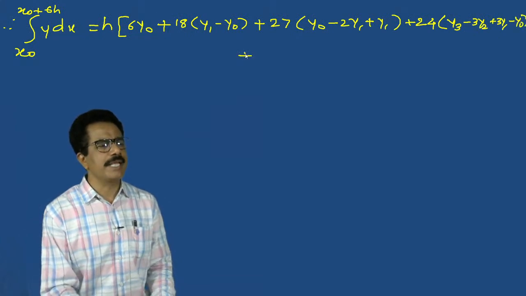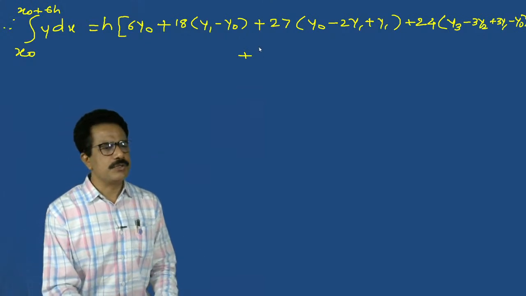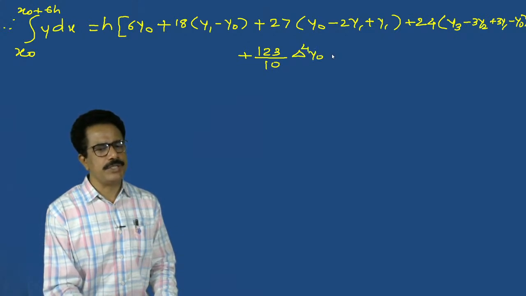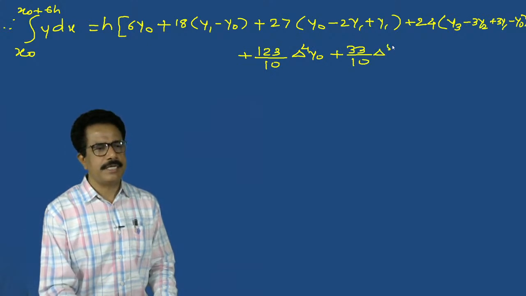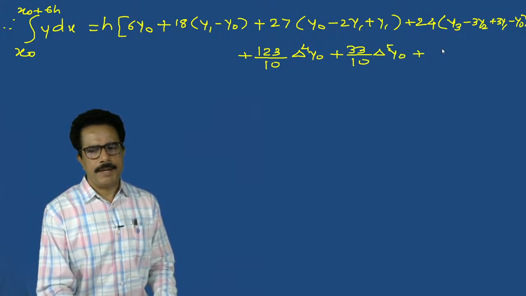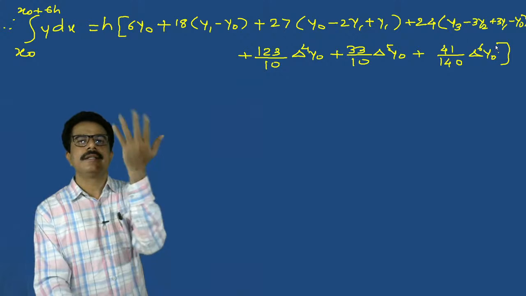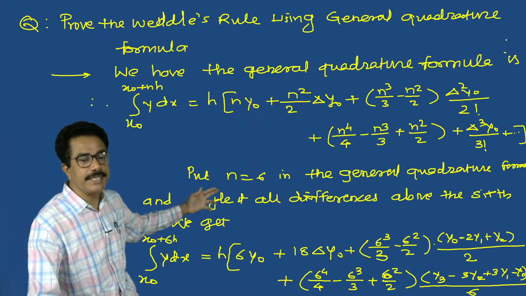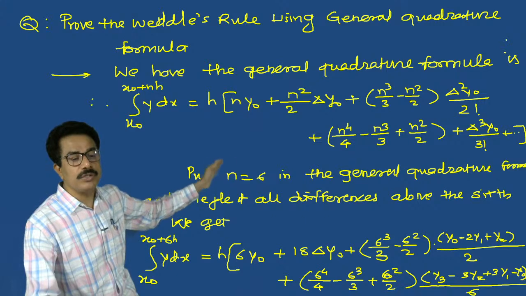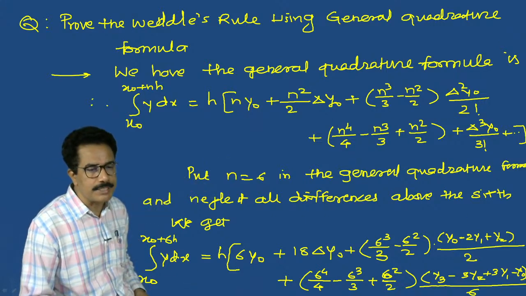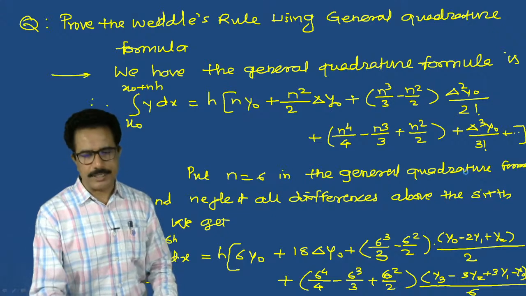Plus, in this way we will get the next term, that is 123 divided by 10 delta 4th y0 plus 33 divided by 10 delta 5y0 plus 41 divided by 140 delta 6y0 plus dot dot. So we have to neglect all other terms, neglecting higher differences above the 6th difference. Remove the ones that follow.